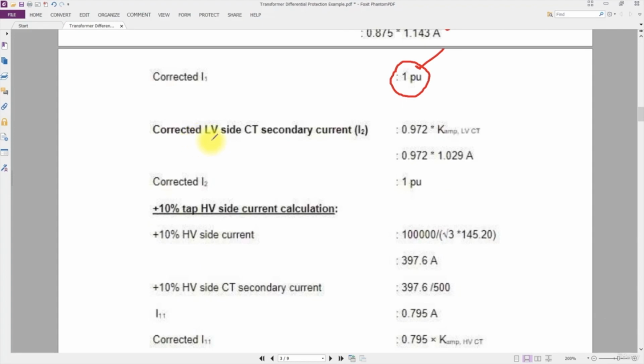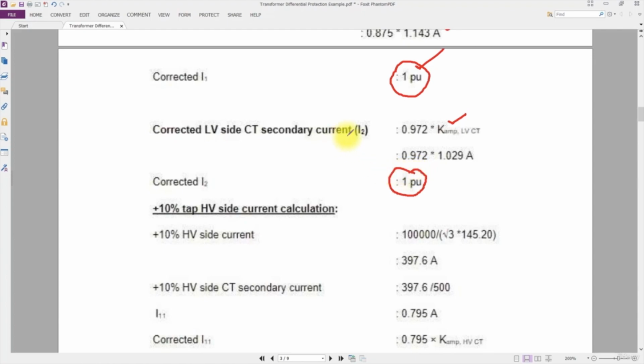So for the LV correction factor, you can see the LV current at full load ampere at 1800/1 is 0.972 amps. This is the secondary current which will be fed to the relay at the LV side. So if you multiply it with the LV CT correction factor 1.029 that we have calculated, again you will get 1 per unit.